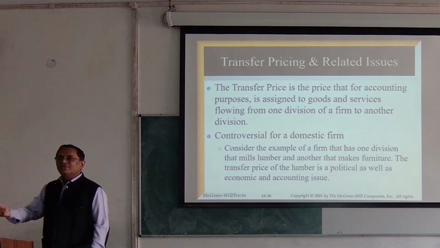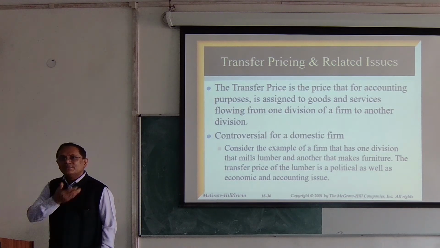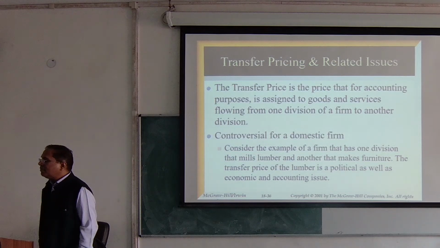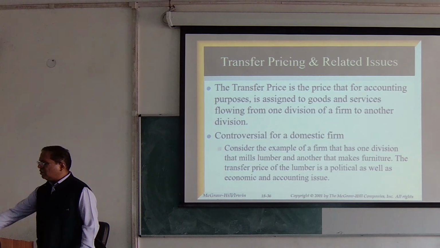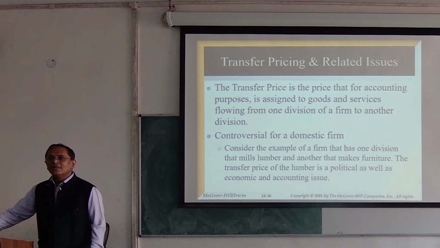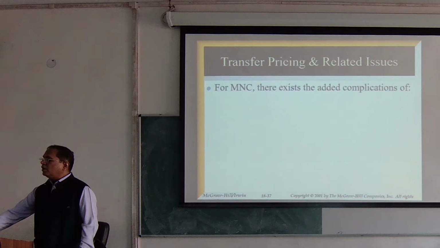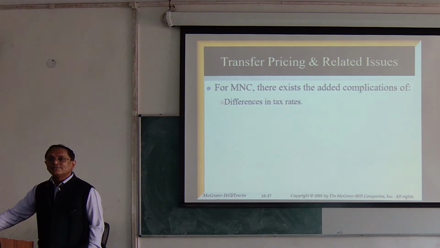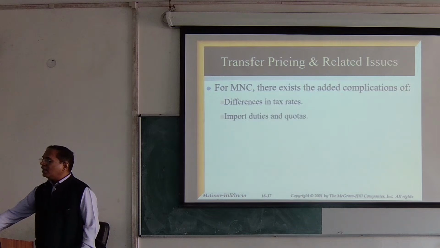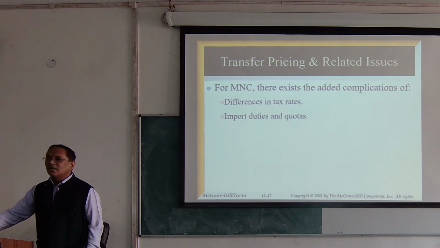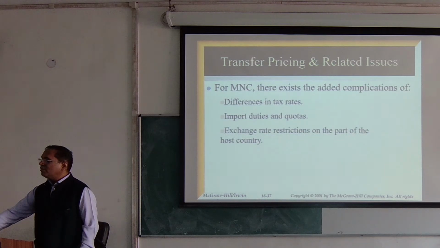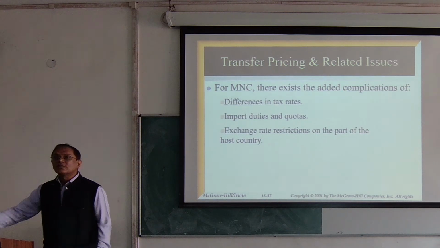It is controversial for domestic firms, as I told you, controversy will always be there with it. It says, consider the example of a firm that has one division that mills lumber and another that makes furniture. The transfer price of the lumber is a political as well as an economic and accounting issue. Always it will be there. In a multinational it also becomes an issue. For an MNC, there exist added complications. What are those? Differences in tax rates. Okay. Import duties and quotas, which you can also change and take advantage of. Exchange rate restrictions on the part of the host country.